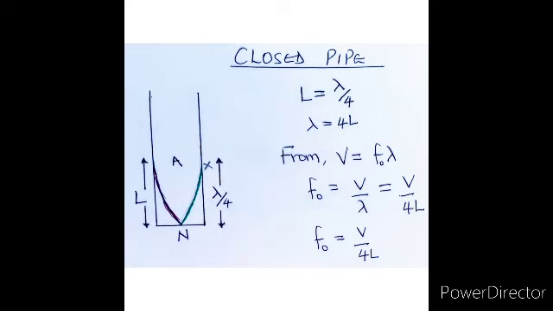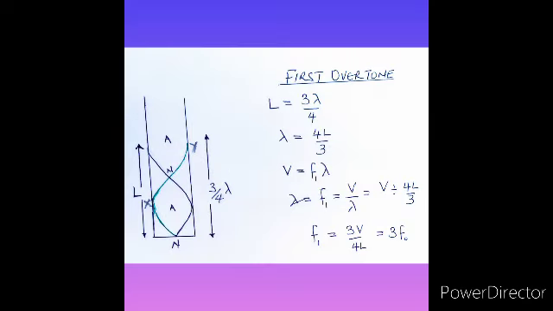So once again, from the equation of wave, we have V equals F0 lambda. So F0 will be equal to what? V over lambda, and that will give us V over 4L because lambda equals 4L. So the fundamental frequency of the vibration in a closed pipe is F naught, and that is equal to V over 4L.